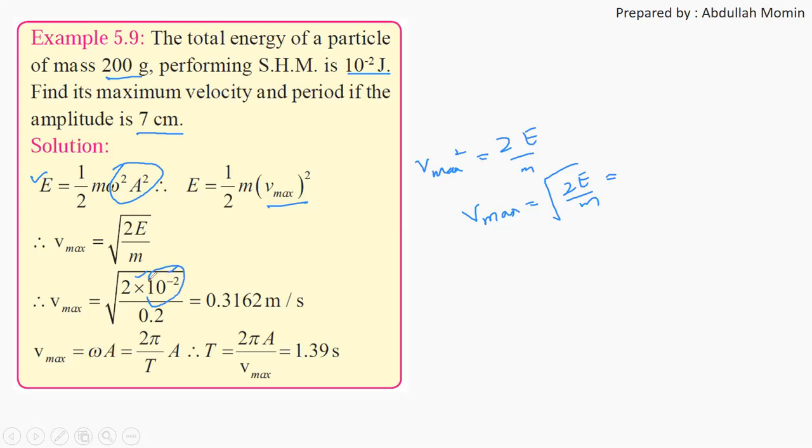The energy is 10 raised to minus 2 and the mass is 0.2 kg. When you solve it, you will get 0.13162 meter per second. This is the value of maximum velocity, and we know that maximum velocity is omega a, and omega is 2 pi by T. So T can be written as 2 pi a by V max. After solving this, you will get 1.39.